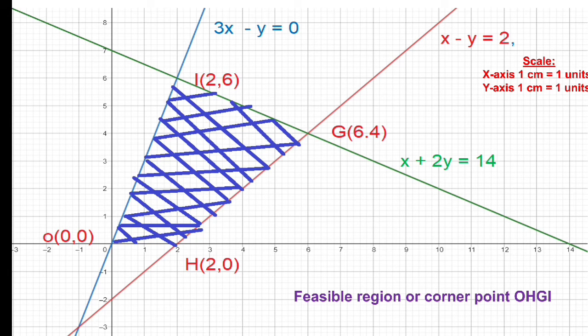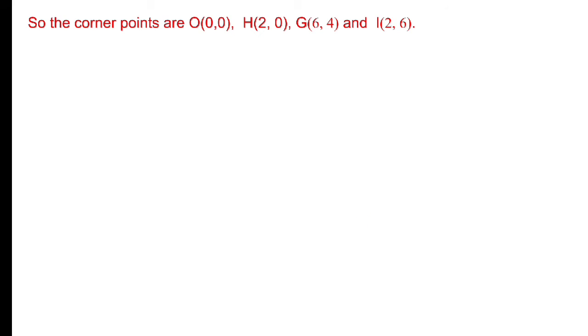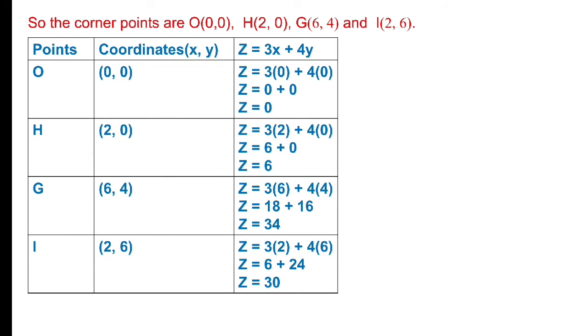The value perpendicular to the x-axis is 2, and perpendicular to the y-axis is 6. So we got I as 2, 6. For these, values need to be found. These are the corner points we get. That is called the feasible region. So put them in a table. The objective function in this problem is z equal to 3x plus 4y.